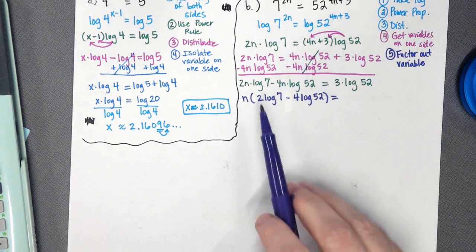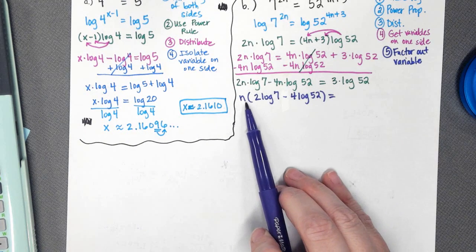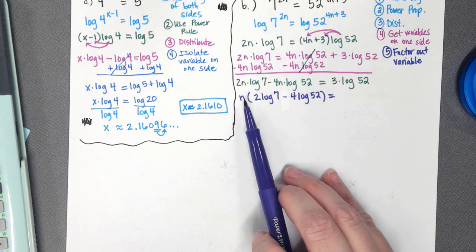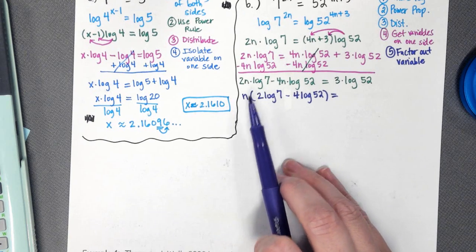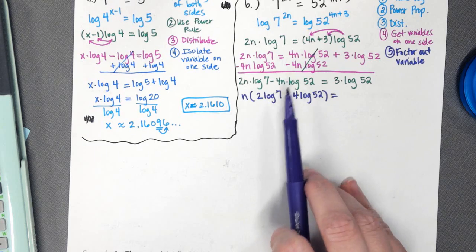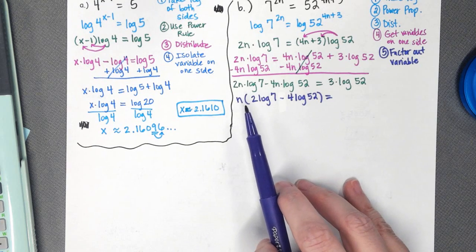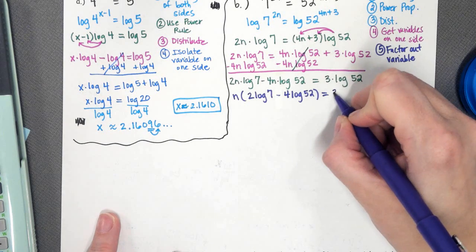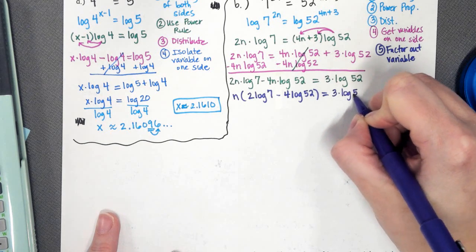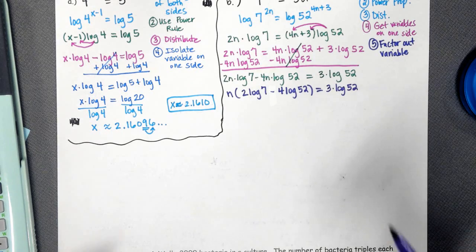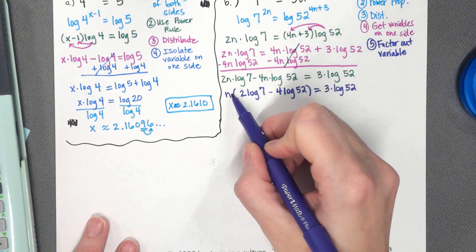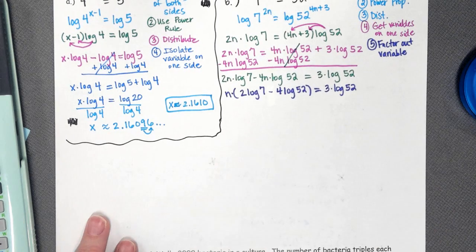Okay, so then when you factor out the n, like I said, it's like the reverse of the distributive property. So if you did n times 2 log of 7, this is what you'd have. n times 4 log of 52, that's what you'd have. All we're doing is factoring out the variable so that we have one variable. And now, to solve, what can I do to both sides? Remember, this is n times this value, right?